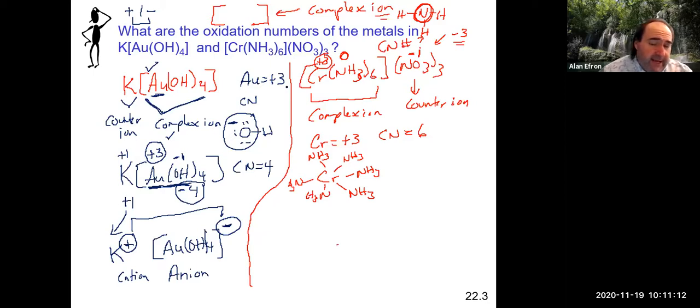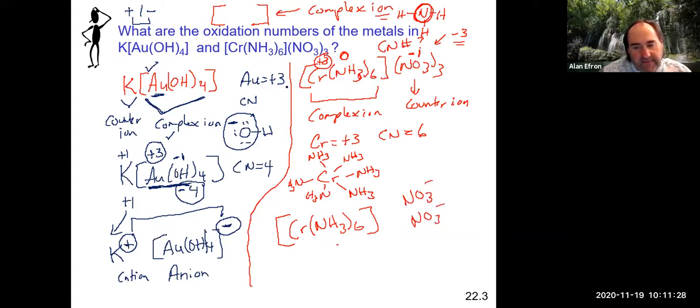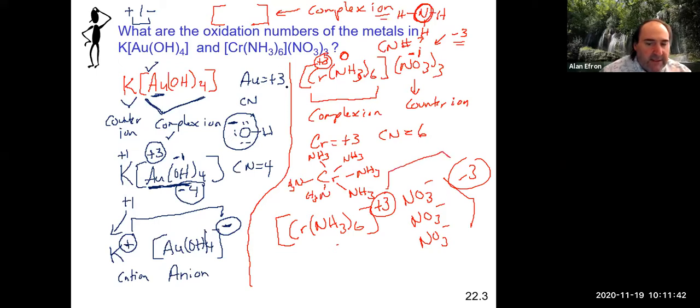Now, looking at this, we could actually see that our complex ion is positive in this case. And that's because we have 3 of our counter ions, which are -1 each. So that's a -3. That means that this overall thing is going to be +3, coming from the chromium here. Again, +3 and -3 gives us no charge overall in this particular case. Any questions on that?